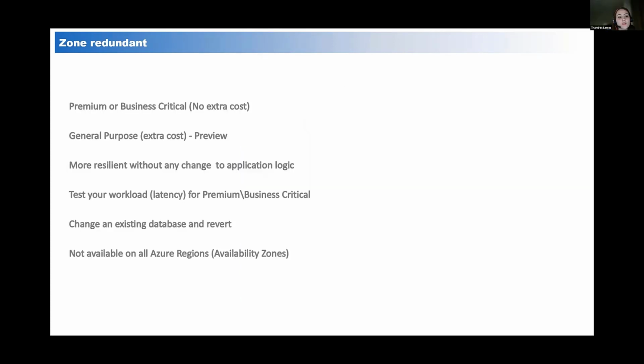As mentioned, this is available for premium business critical at no extra cost. In preview in general purpose, there is an extra cost. There is no need to change the connection string or application logic, but we should test our workload for latency, because there is a distance between the zones. So we may have more network latency from the application when connected to a different zone. So we should make sure that it works well and the response time is still good.